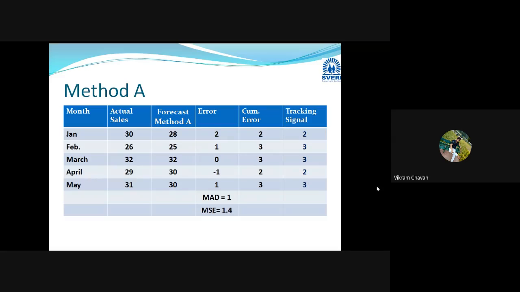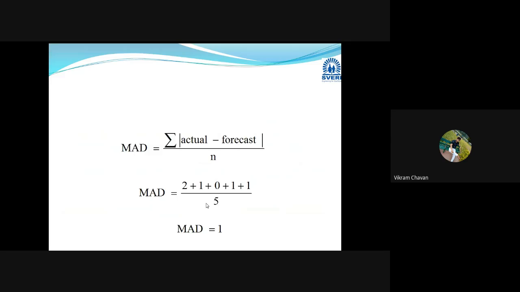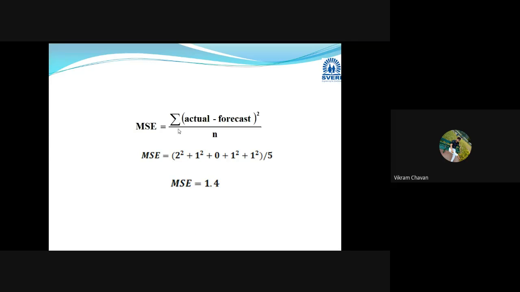So this MAD value we have put over here, below the error column, at the bottom: MAD is equal to 1. Next we have to calculate the MSE, the mean square error. In the mean square error, first of all, we have to square all the errors.